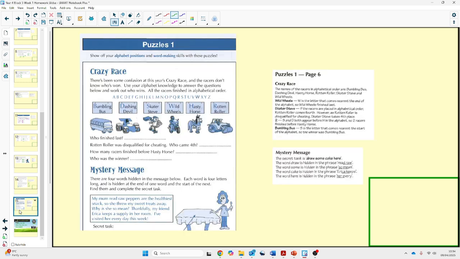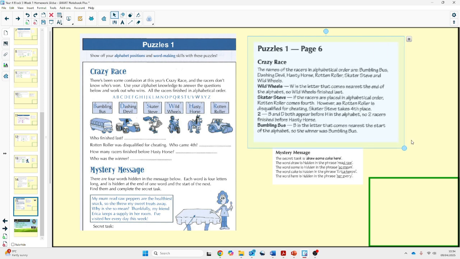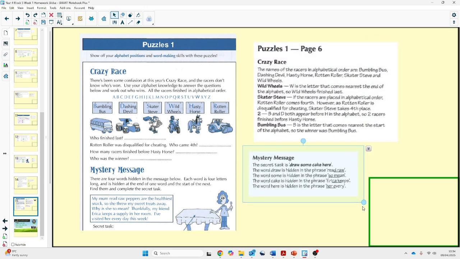Right, moving on to the last part of your homework here is to have a look at Puzzles 1. Now, I think in actual fact you can certainly use the answers here to guide you a little bit on here. We'll just make these a little bit bigger, and let's have a look and see what we have to do. So first one is called Crazy Race. There's been some confusion at this year's Crazy Race, and the racers don't know who's won. Use your alphabet knowledge to answer the questions below and work out who wins.